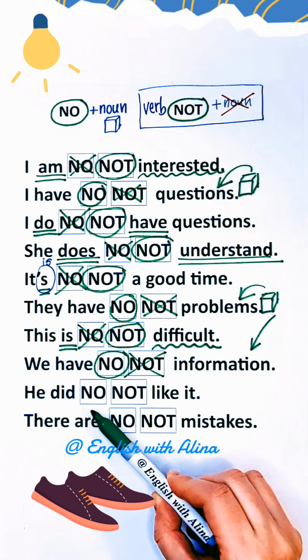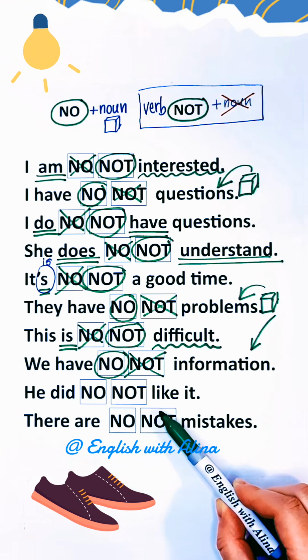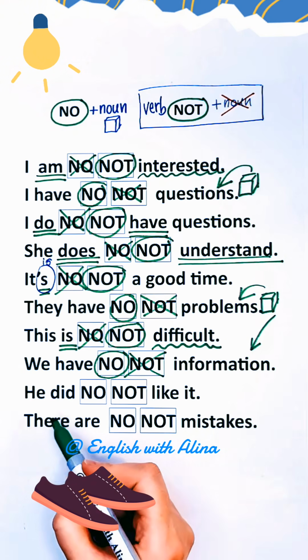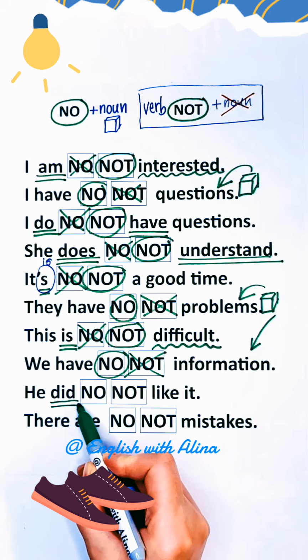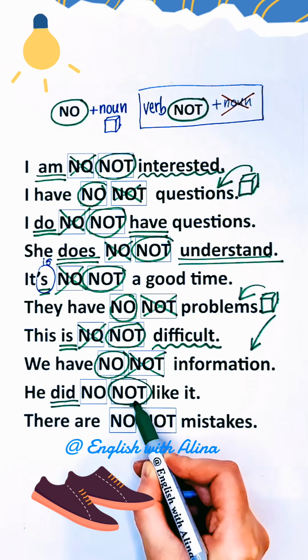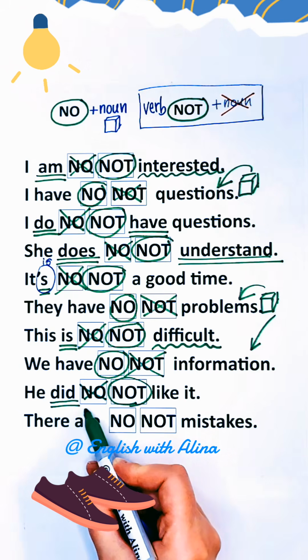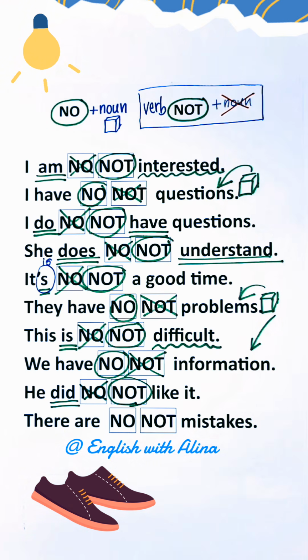He did no or not like it. Did is a helping verb. Use not. He did not like it.